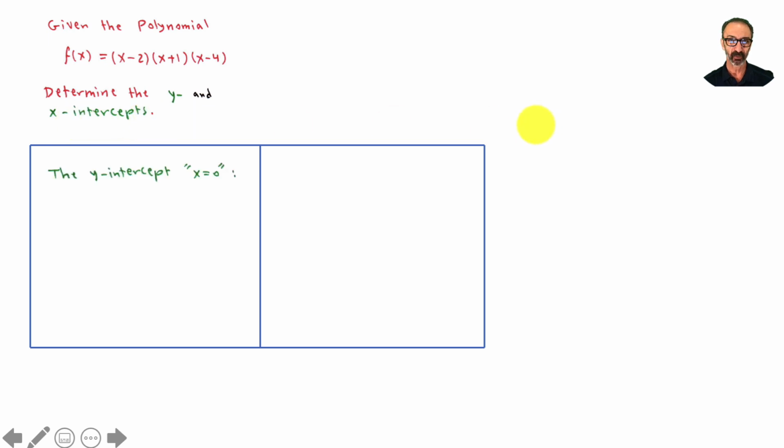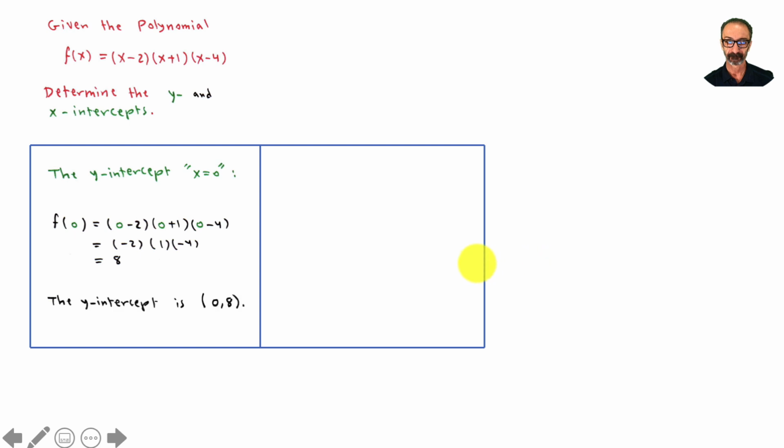The y-intercept, we make x equal 0. We put 0 here, 0 here, 0 here. Do the math, it's 8. So the y-intercept is at 0 for x, 8 for y.